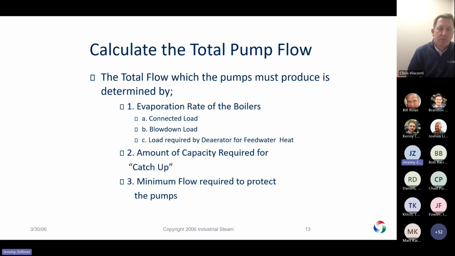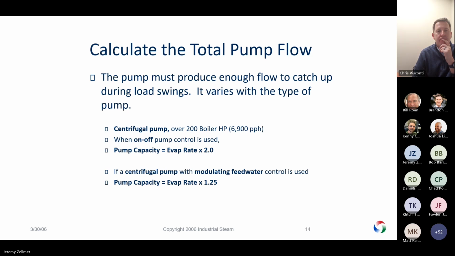Calculate the total flow. What the pump must produce is determined by evaporation rate, connected load, blowdown load required for feed water heat, amount of capacity required for catch-up, and minimum flow required to protect the pumps. Calculate the total pump flow. The pump must produce enough flow to catch up during load swings. It varies with the type of pump.